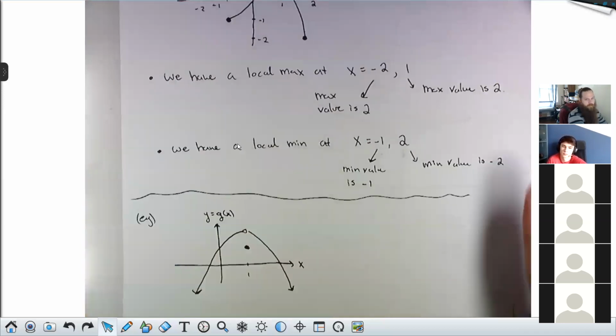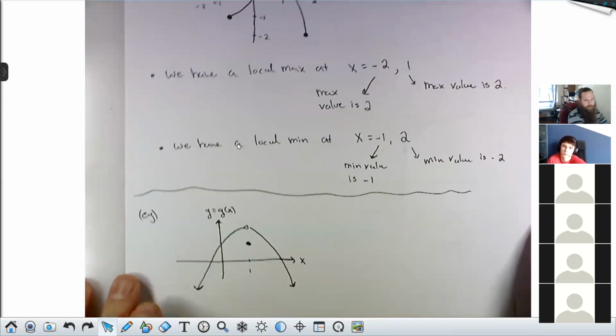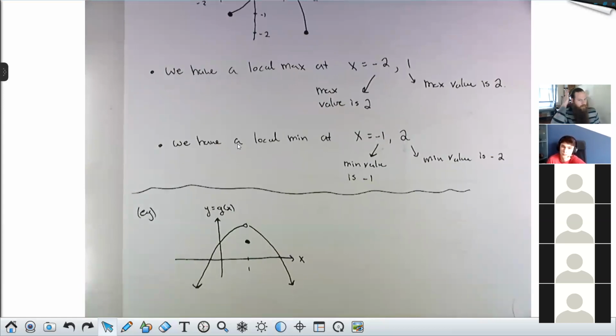Okay, I'll call this function g of x. What's going on at 1? The local maximum. Very tempting, right? I'm saying that, Hugo, because global, that should be your first thought.